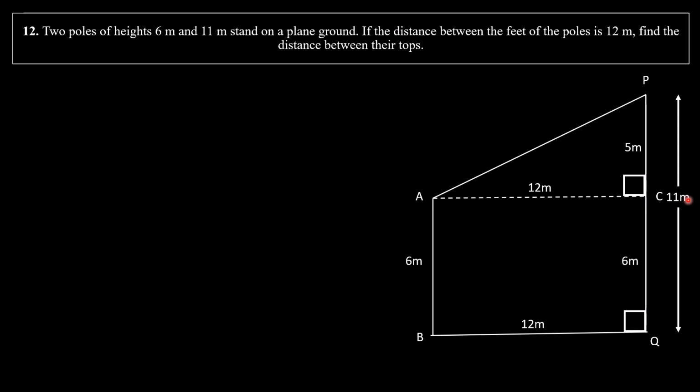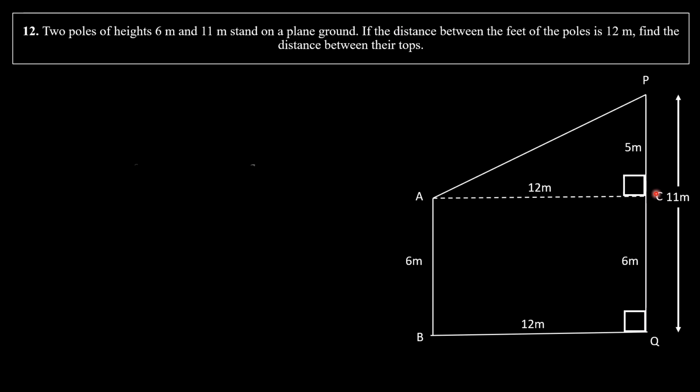Okay, now we'll take this right triangle APC. In this triangle we need to find the hypotenuse. Both the sides, base as well as perpendicular, are given to us. Now see, by drawing the figure of the question, it becomes so easy. Now we just need to apply the Pythagoras theorem and calculate the AP.